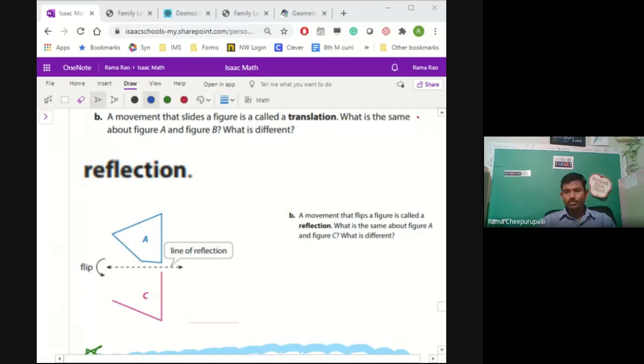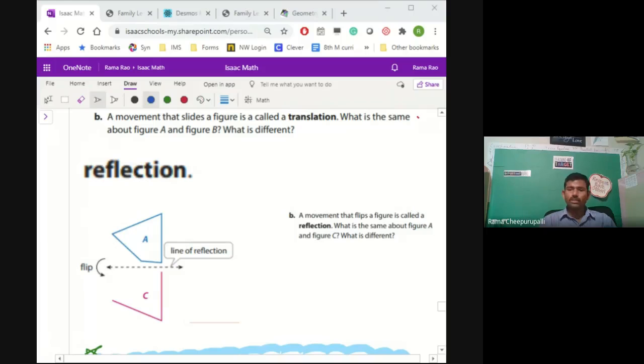Please try to be on time to the classroom. It's really important. If you miss the introduction of the class, you're going to miss a lot of content. Okay, so you guys have a little bit of an idea what the reflection means.